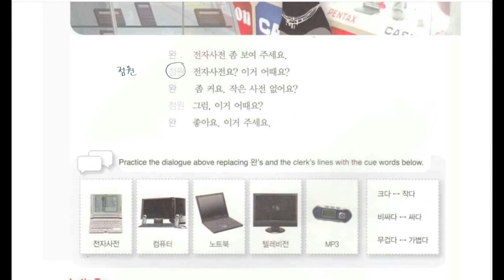전자사전 좀 보여주세요. 전자사전요? 이거 어때요? 좀 커요. 작은 사전 없어요?